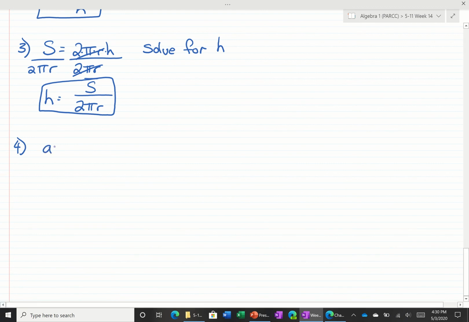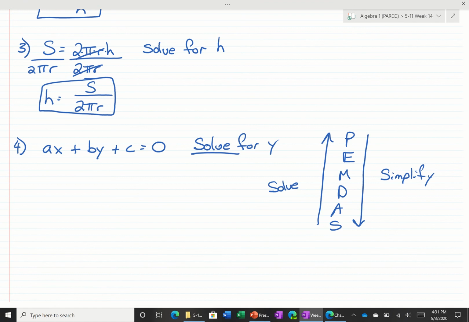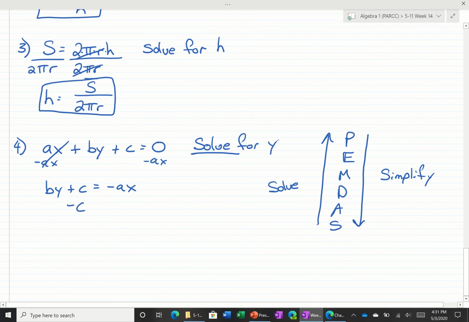It's saying that we have ax plus by plus c is equal to 0, and we would like to solve for y. So whenever we're solving, if you remember the acronym PEMDAS, we simplify going this way. But whenever we're asked to solve for something, we go in reverse order. So the first thing we're looking to do for this problem is, could we add or subtract to get the y to be by itself? And the answer is yes. We could subtract ax on both sides. We could also subtract c on both sides.